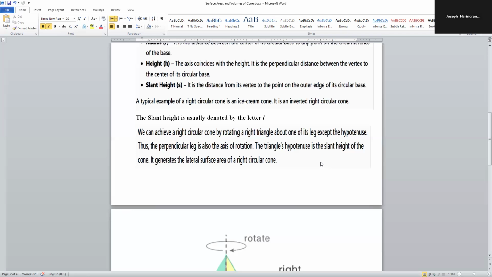A typical example of a right circular cone is an ice cream cone. It is an inverted right circular cone. We can obtain a right circular cone by rotating a right triangle about one of its legs, except the hypotenuse. Thus, the perpendicular leg is also known as the axis of rotation. The triangle's hypotenuse is the slant height of the cone. It generates the lateral surface area of the right circular cone. Lateral surface area is also known as curved surface area of the solid shape.